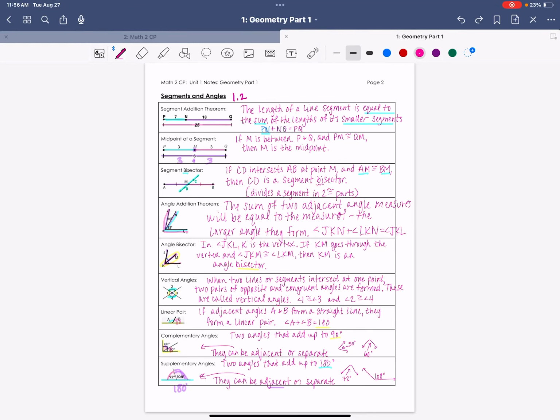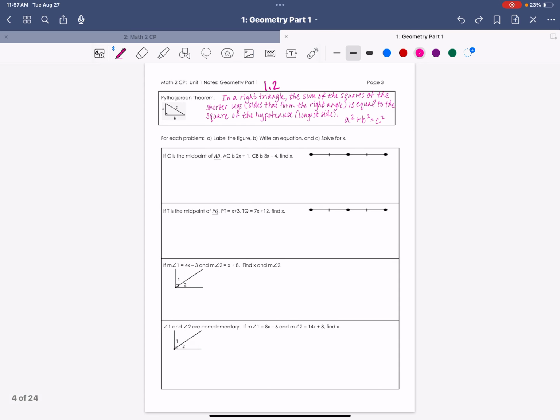All right, hey everyone, we're going to finish our 1.2 notes. So this is the second part to your notes with some more practice.